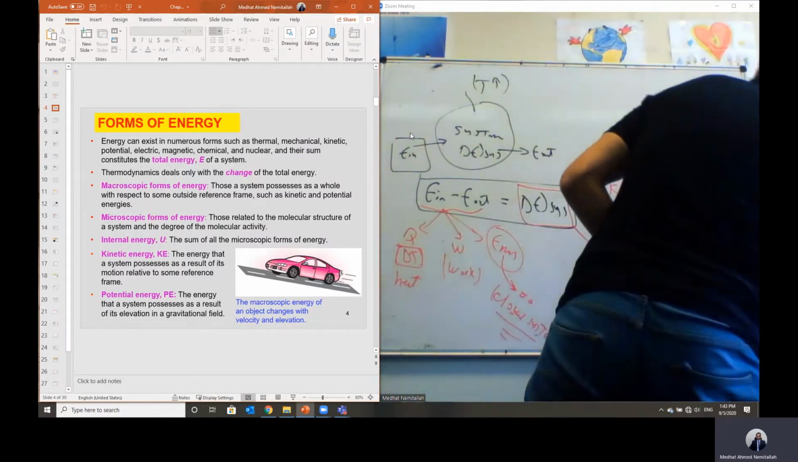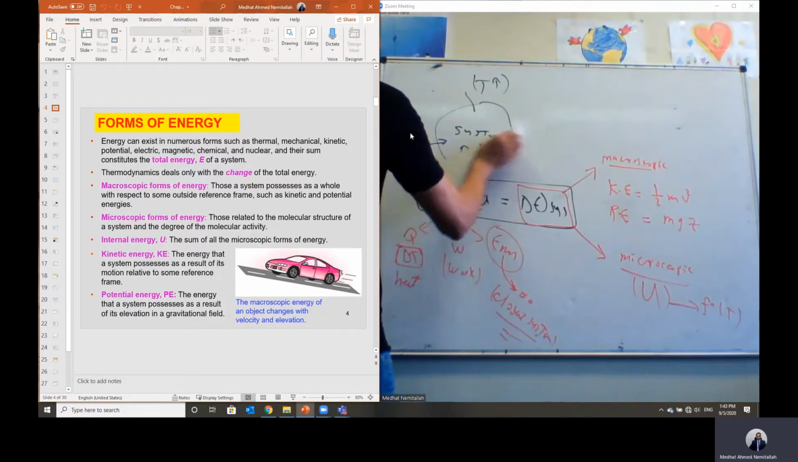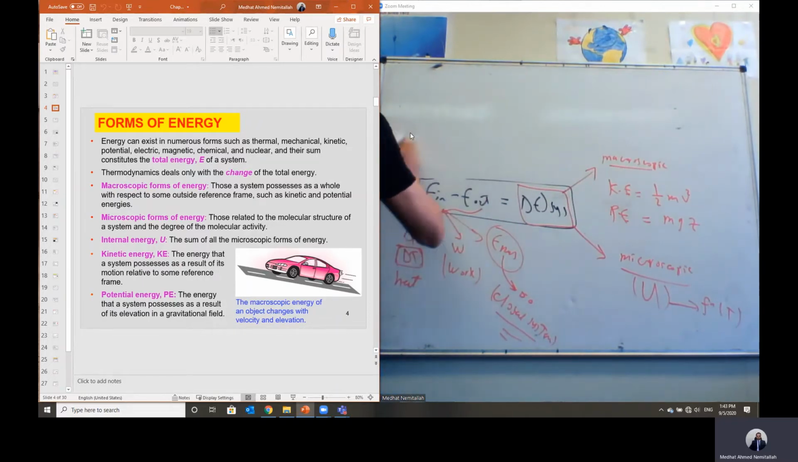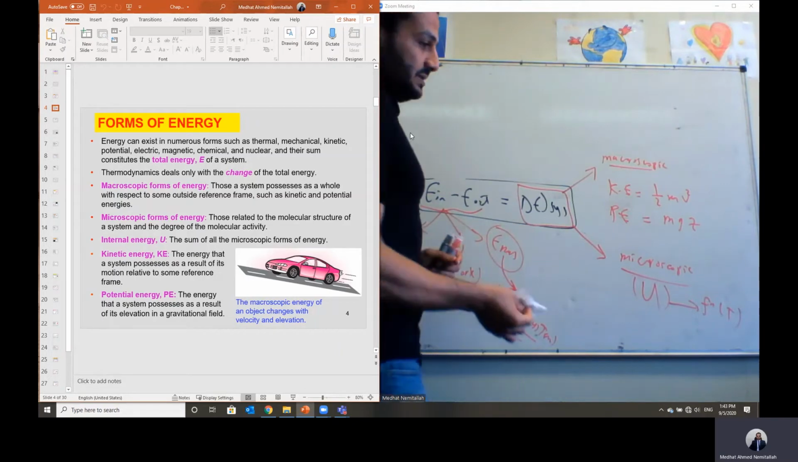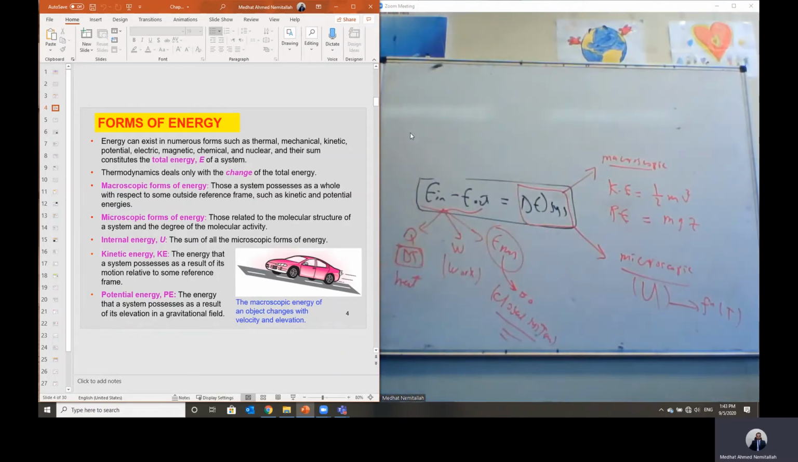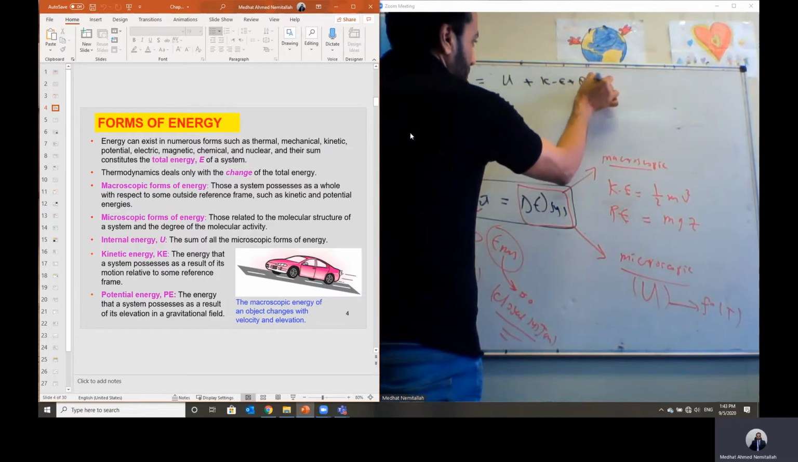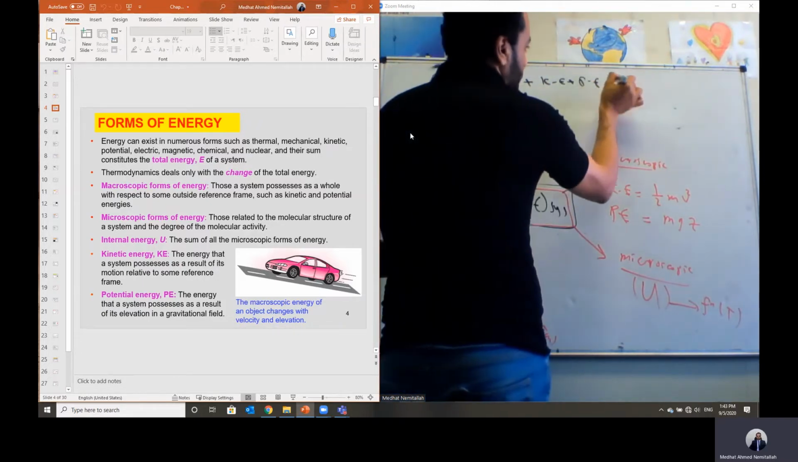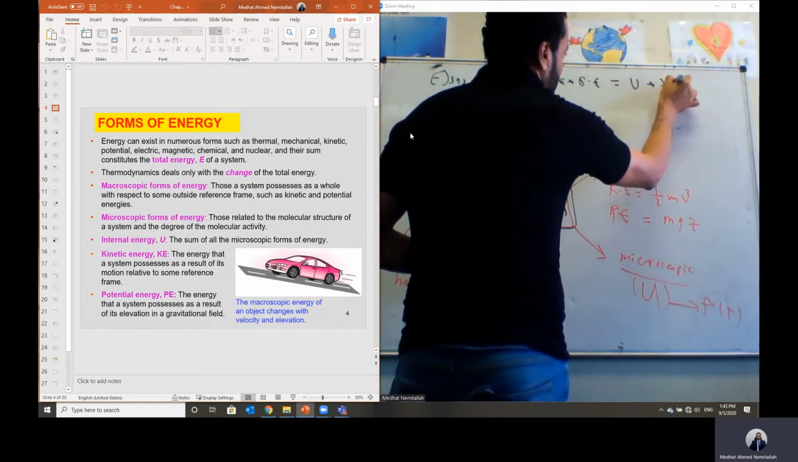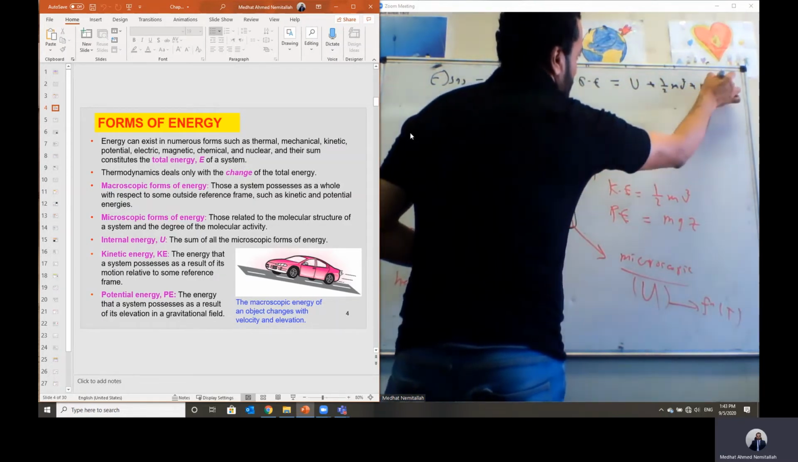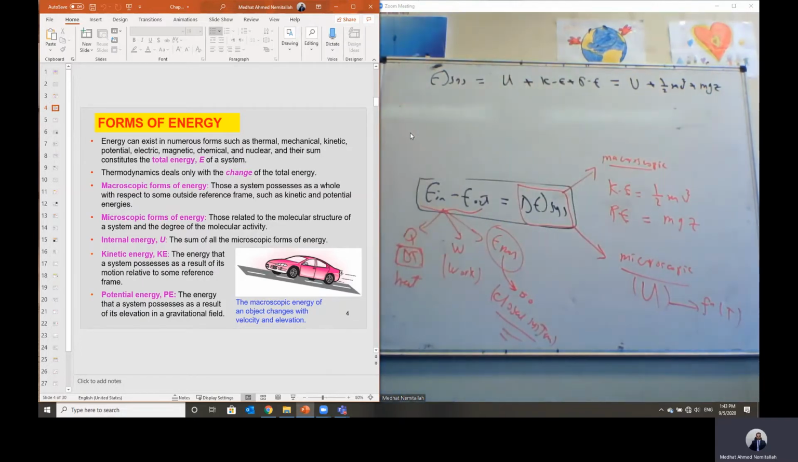If we have a system and we need to apply the first law of thermodynamics, then energy input minus energy output equals the change of energy of the system, and the total energy of the system is equal to the internal energy U plus the kinetic energy half mv squared plus the potential energy mgz. This total energy is calculated in kilojoules.